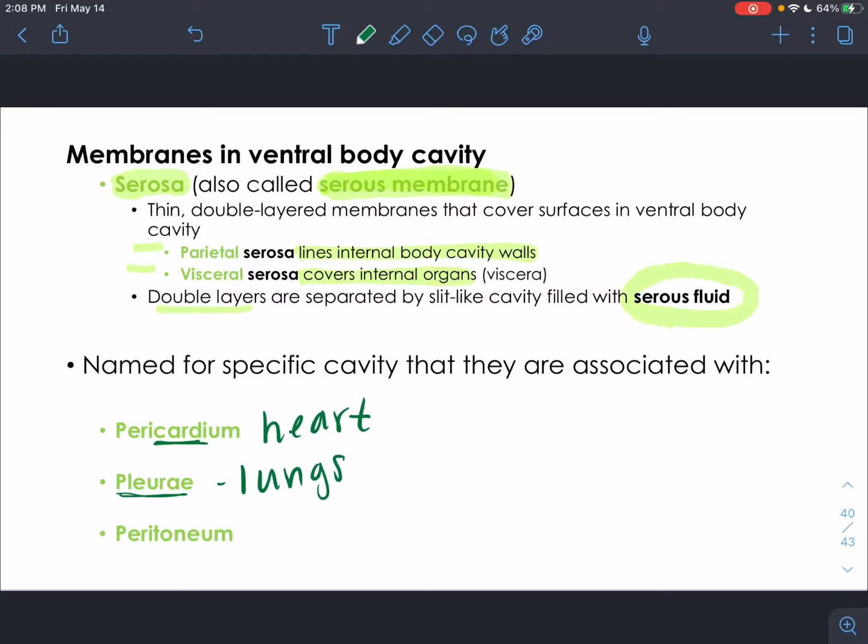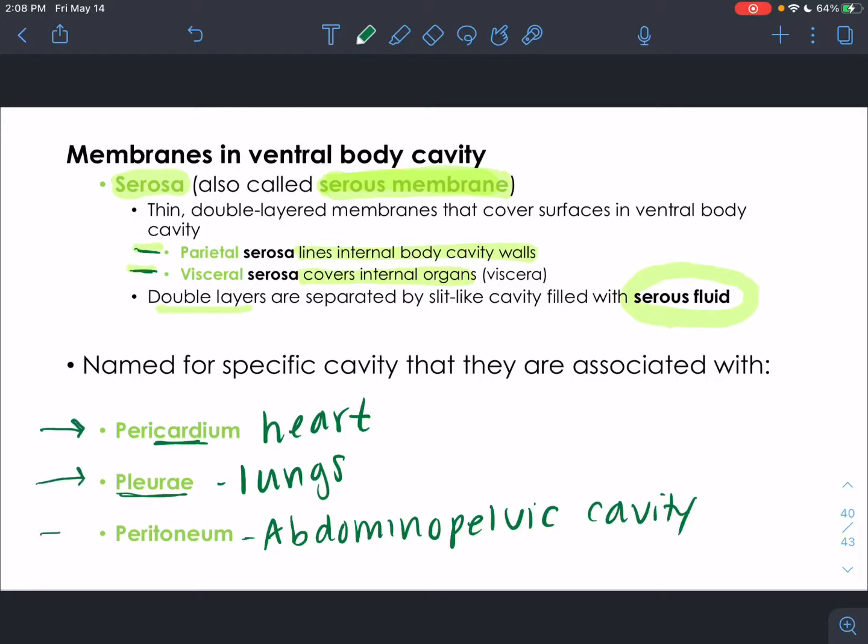And your peritoneum, doesn't really tell you where it's at, but that's going to be all lining your abdominal pelvic cavity. It's around all of your digestive organs, bladder, reproductive organs, all of those. So anytime you're naming a serous membrane, it's going to have 2 parts. Which layer it is, is it parietal or visceral? And then where is it? By your heart, your lungs, or your abdominal pelvic cavity?